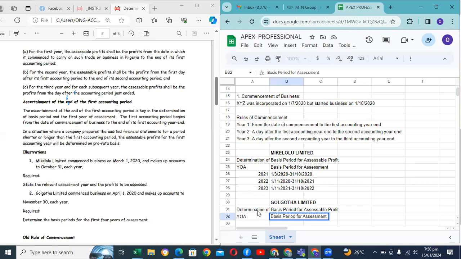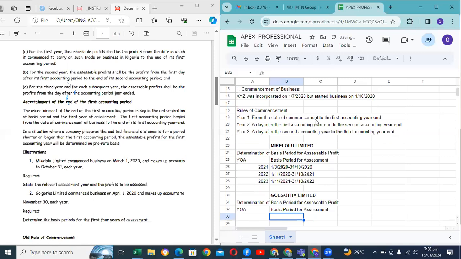Under no circumstance under commencement will a basis period be more than 12 months. Do you understand? That's why the rule says to the first accounting year end, so it won't be more than a 12-month period. Under no circumstance should the basis period be more than 12 months, based on the provisions of the Finance Act.